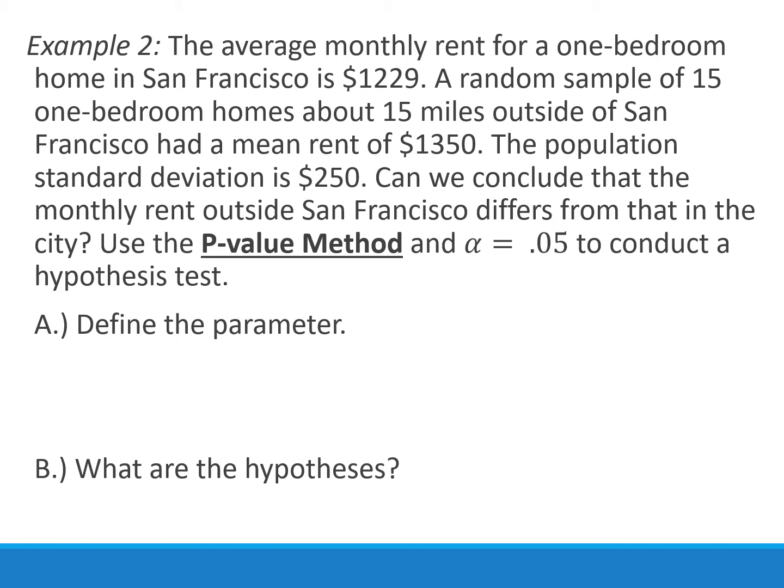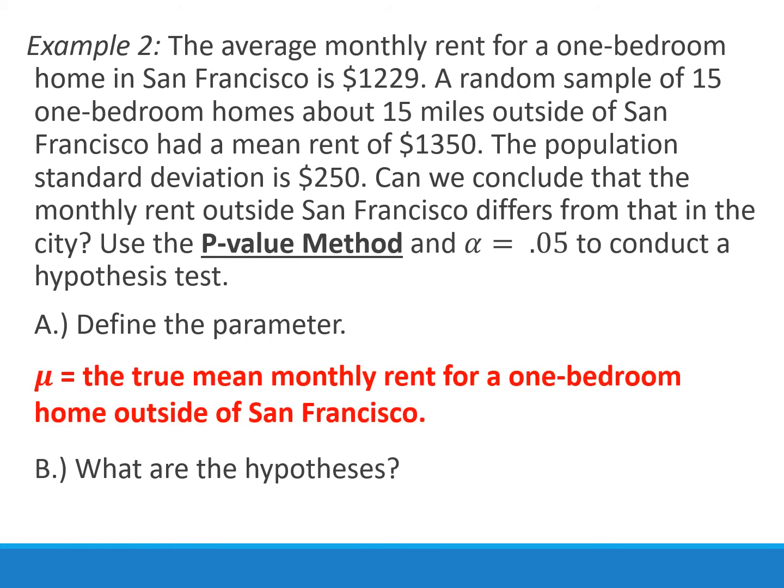Example 2 states that the average monthly rent for a one-bedroom apartment in San Francisco is $1,229. A random sample of 15 one-bedroom homes 15 miles outside of San Fran has a mean of $1,350. Is this evidence that the mean in this area differs from that of the city? The parameter, let mu represent the true mean monthly rent for a one-bedroom home outside of San Francisco. Hypotheses, mu equals $1,229, and the alternative is asking, is it different from that? So mu is not equal to $1,229.